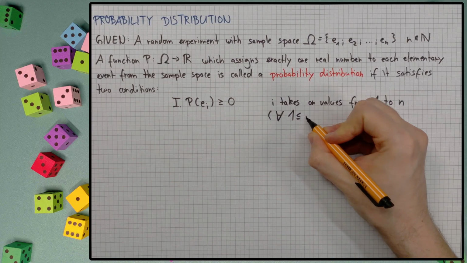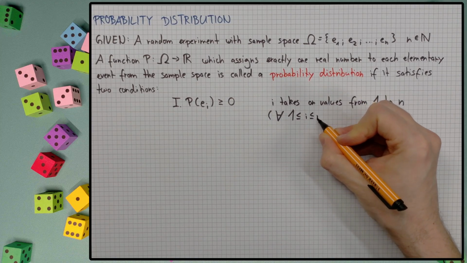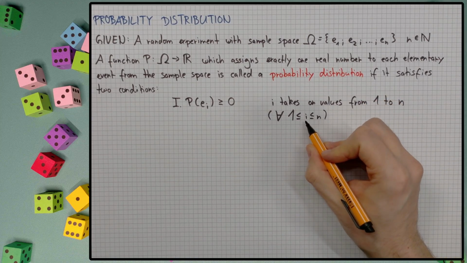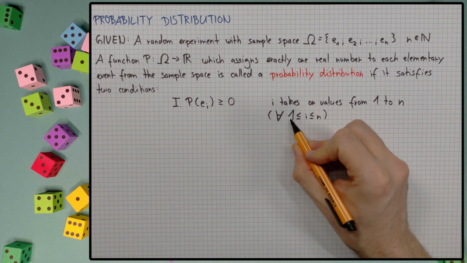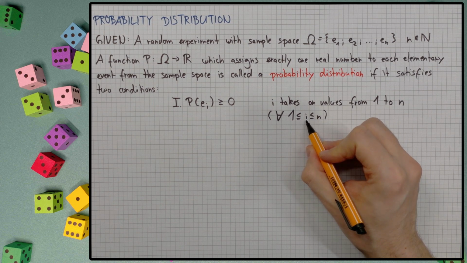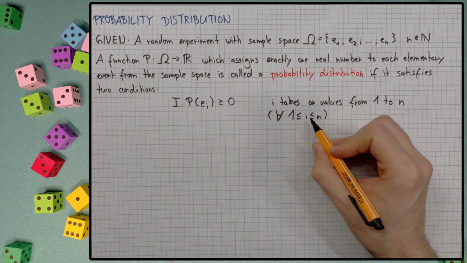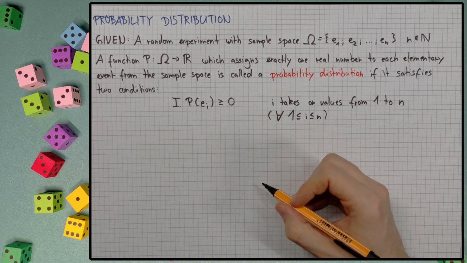And the idea is we're going to say I is somewhere between 1 and n. So for all the values of I that are between 1 and n, that has to be true.